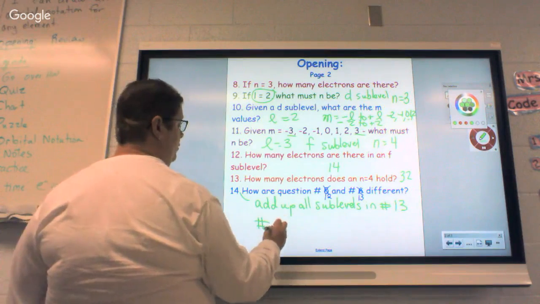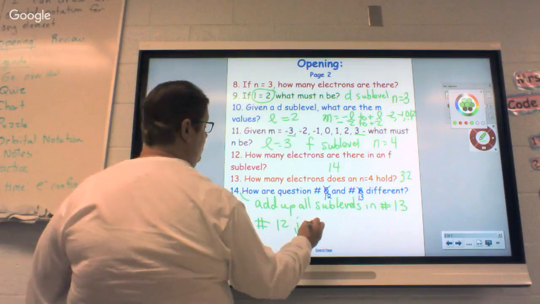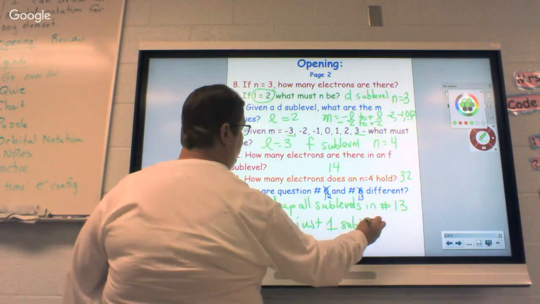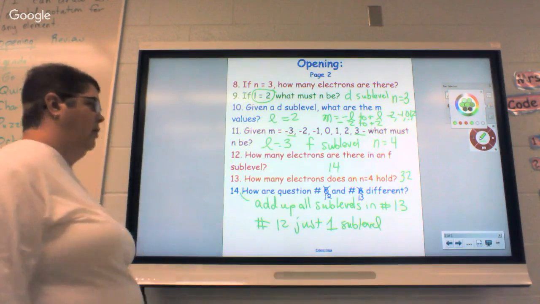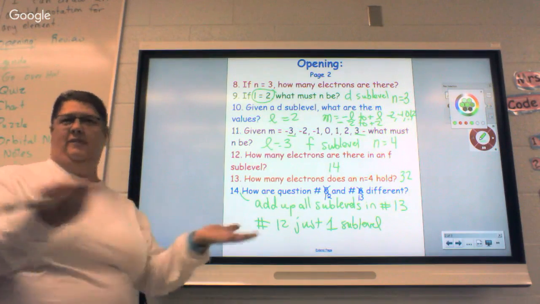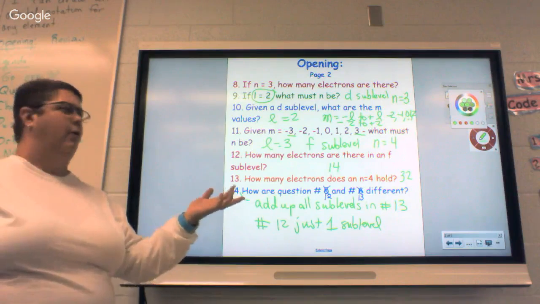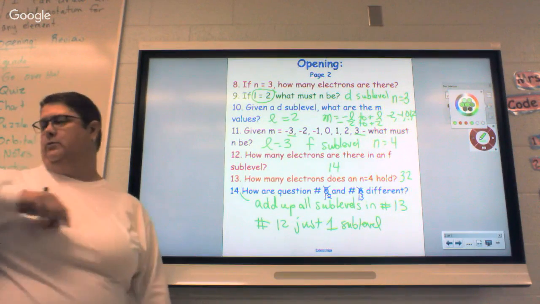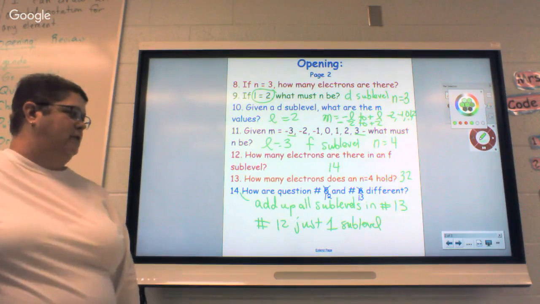Number 12 is just one sublevel. Number 12 just asked about the F sublevel. It's just one of them. For the F sublevel, you just tell them the number. But in number 13, you have to add up all the sublevels. That's the difference.